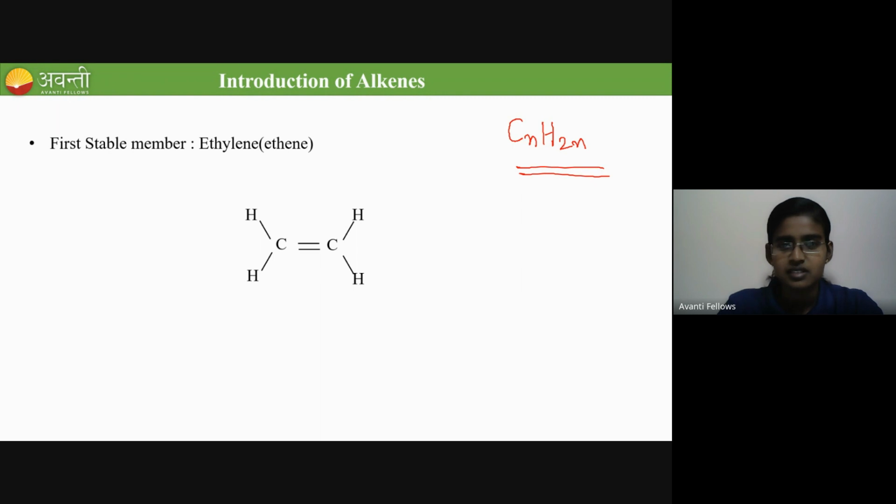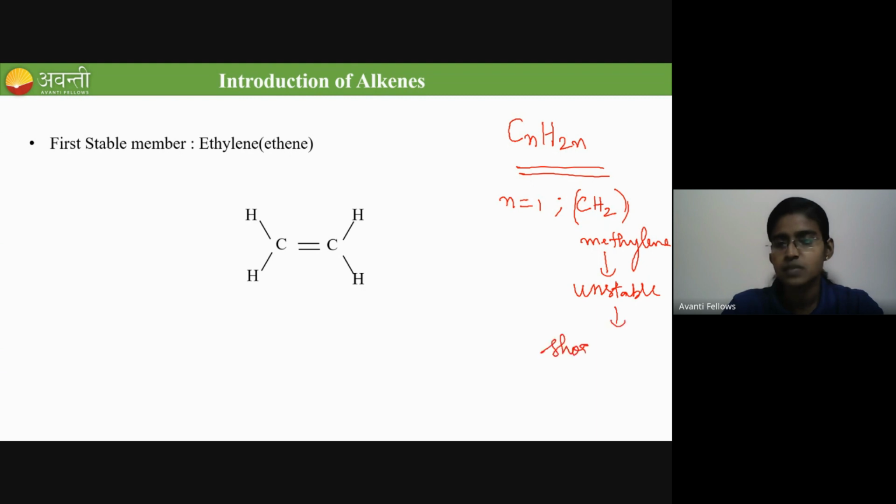Okay. General formula for an alkene, and if n value is equal to 1, you will end up with CH2, right? So this compound is called methylene. This methylene is an unstable species. Why is it called unstable? Because it is a short-lived species. So that doesn't exist. So it is unstable.